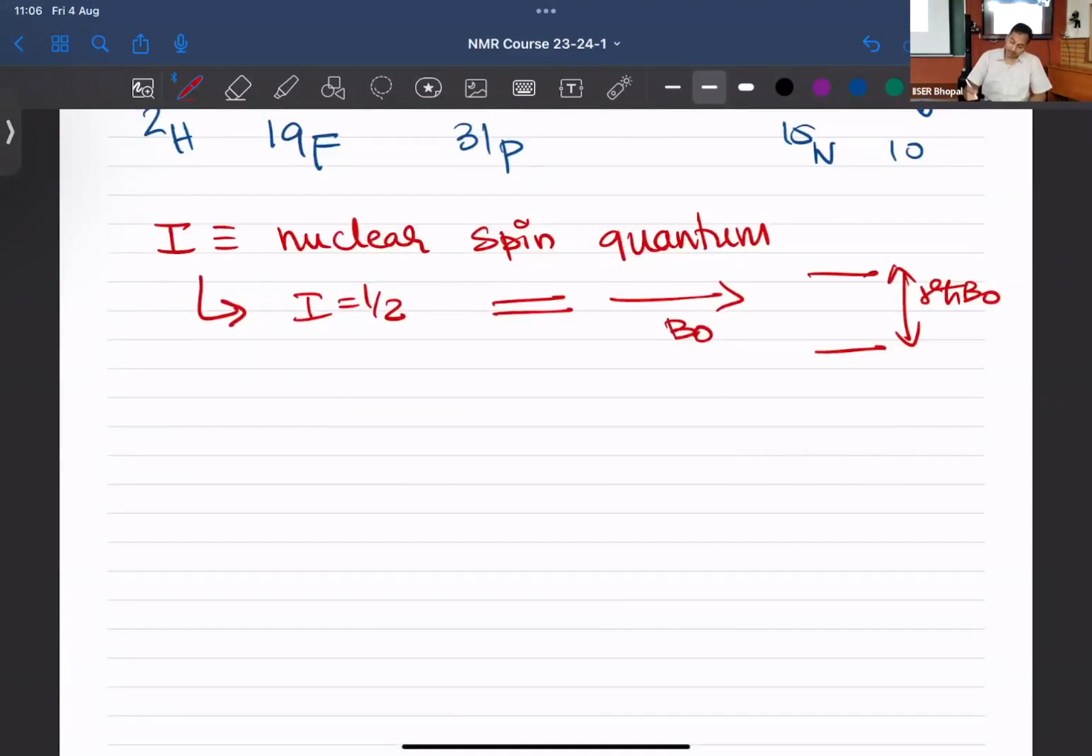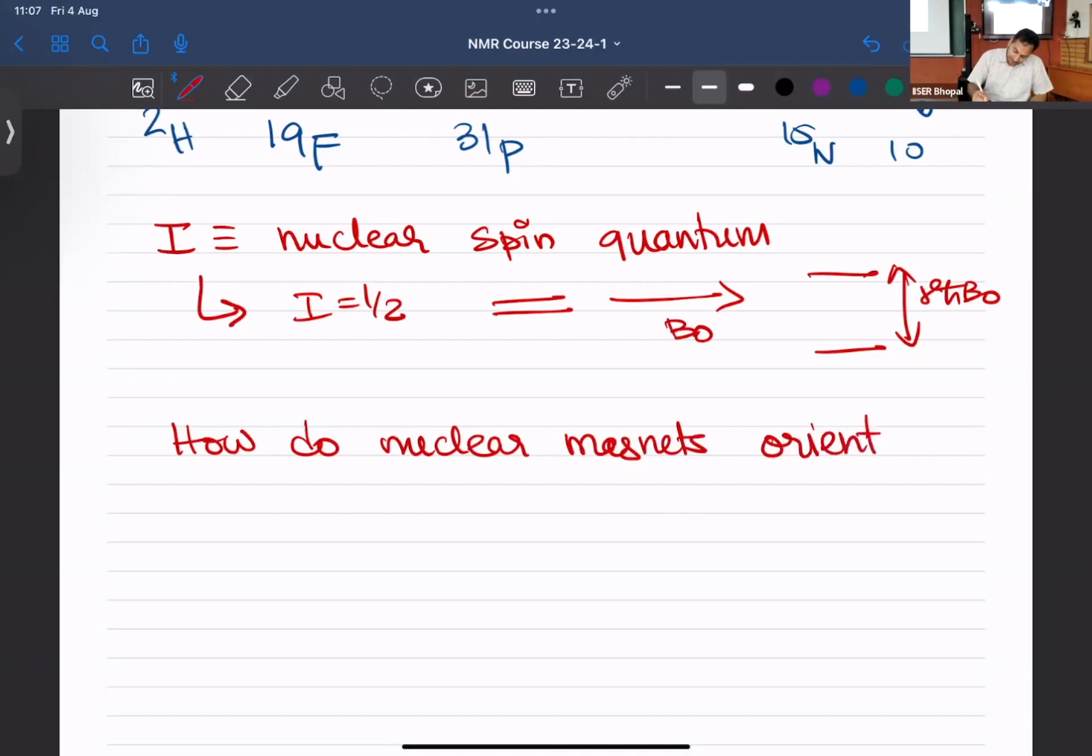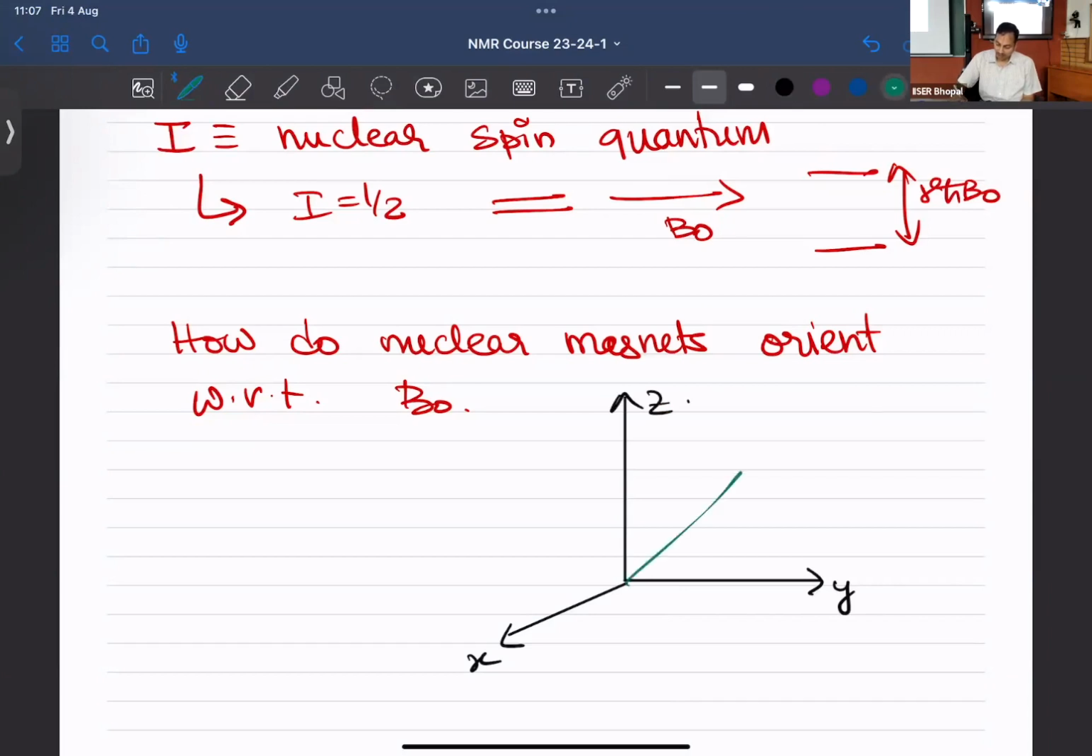I think the next step that we took was to understand how nuclear magnets orient with respect to B naught. Correct? This was the next question we asked. We took an isolated spin half system. We asked, how do they orient? This is where we left off in the last class.